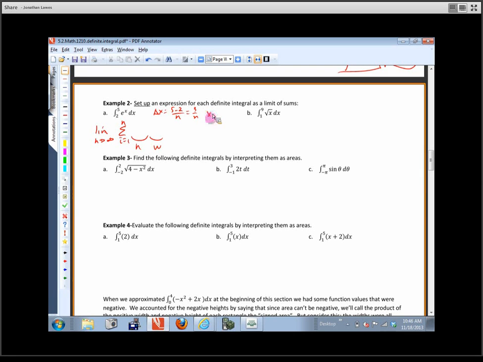And how did we figure out our evaluation point? Remember the right endpoint? a plus i times delta x. So that's going to be, what's a? 2 plus i times, what's delta x? 3 over n. So here's what I'd write for the height. The height is going to be the function evaluated at the right endpoint, so e raised to the 2 plus 3i over n. And what are we going to use for the width?